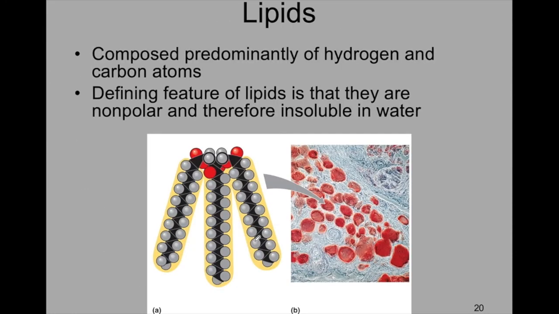That brings us to lipids. Now, lipids are made mostly of hydrogen and carbon atoms only. Here we have a triglyceride, and there are a couple of different classes of lipids. Also, lipids are the one class of macromolecule that do not have a monomer unit. One of the most defining features of lipids is they are nonpolar, and so that makes them insoluble in water. So these are the fats.